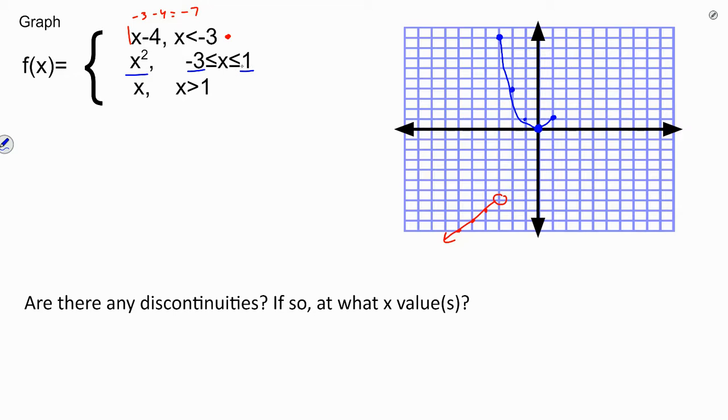Okay, so that's what I'm showing you. Now, both of these are solid dots because -3 is included in the domain because of that equal to, and 1 is included because of that equal to. Let's do the last part.